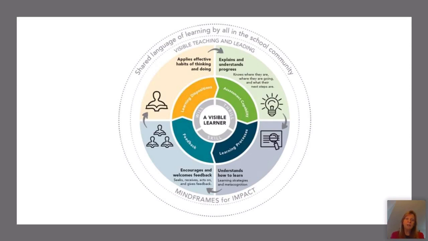And then we also need to think about assessment capability. So we call our learners assessment capable visible learners. And this is about the process of learning and the progression that learners make. So that ability to be able to think about what I'm learning, how am I doing, and where to next?